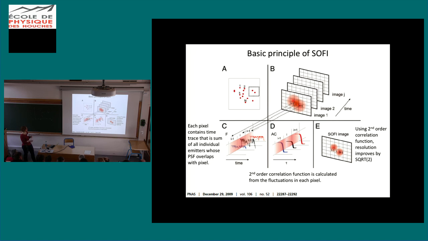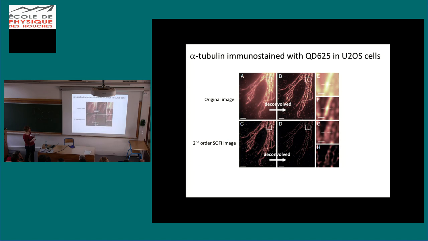So you basically collect images over time, and then in each individual pixel you have fluctuations, and the fluctuation in each pixel is really going to be the sum of the fluctuations from all of the emitters that overlap that pixel. So then you do some nice post-acquisition analysis that allows you to look at correlation functions and then isolate the individual emitters. This is a picture from that original paper.